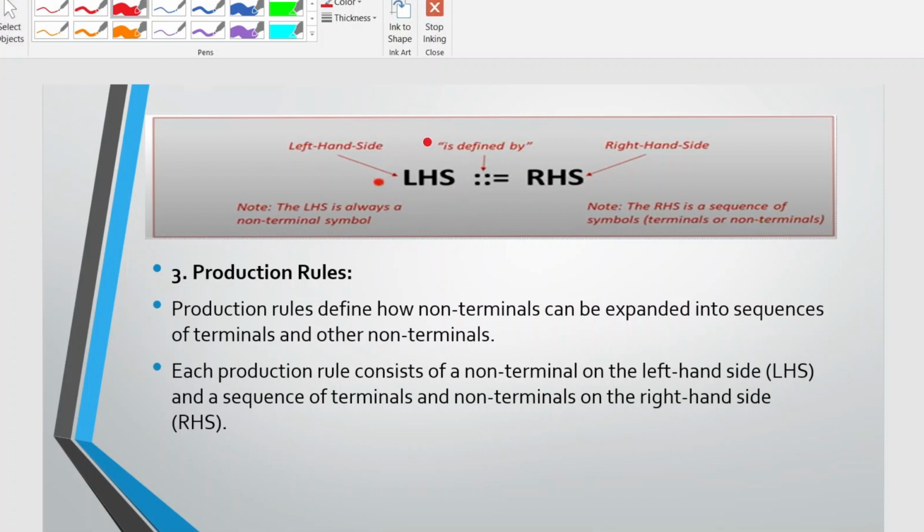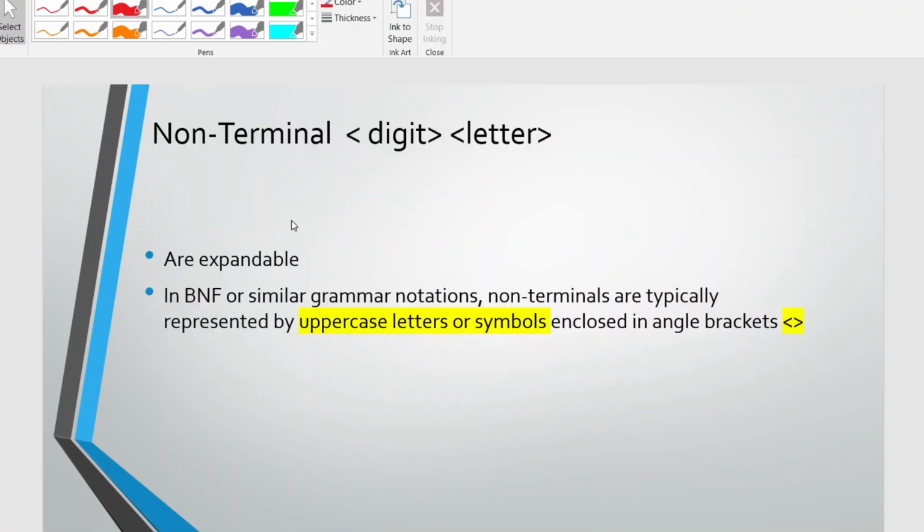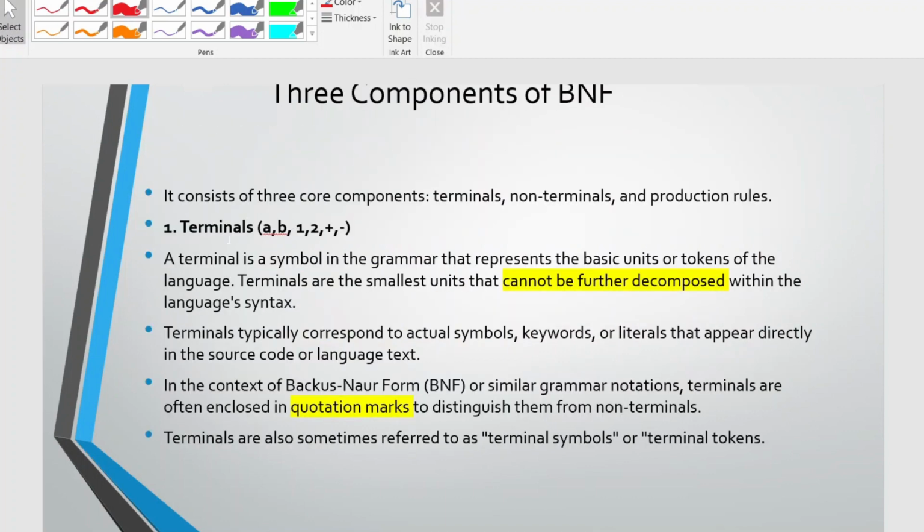The left-hand side is always the non-terminal symbol. Then you write this symbol, which we read as "is defined by". On the right-hand side, we have terminals, and we can also have non-terminals. So what is a terminal and what is a non-terminal? Let's see the definition. Terminals are the symbols in the grammar that cannot be further decomposed, like a, b, 1, 2, plus, minus, the multiplication symbol. We are not going to expand them further. These are called terminal symbols.